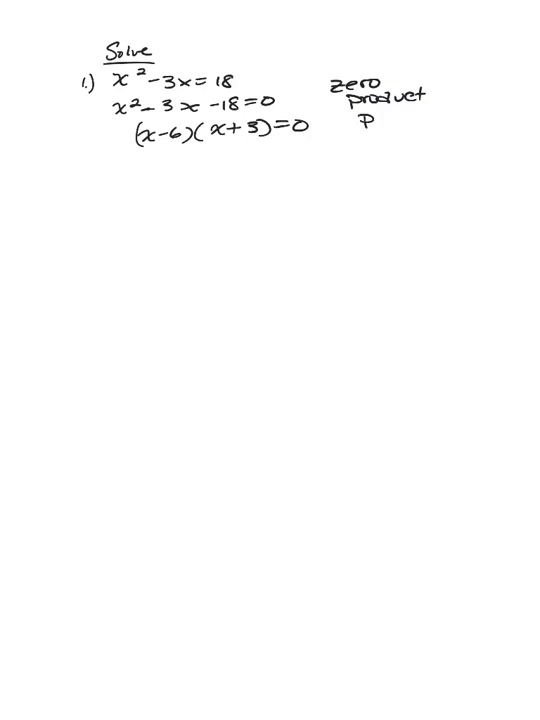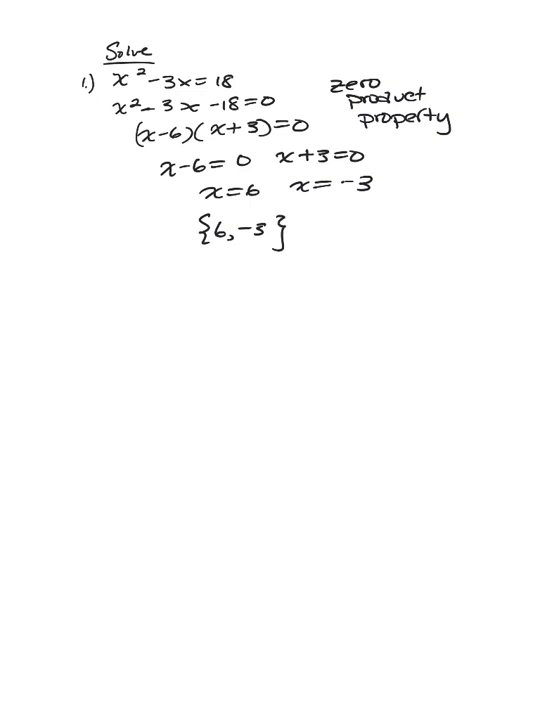That means that in order for a product to equal 0, either one or both of the factors here would have to be 0. So you set each equal to 0, and then you solve. So you get x is 6, x is negative 3. So that would be your solution. So the solution set is 6, negative 3. Okay, you can also use the quadratic formula, by the way.